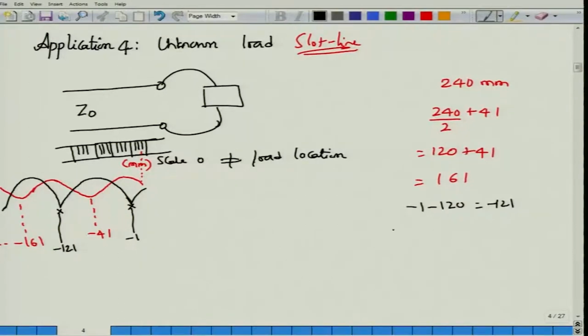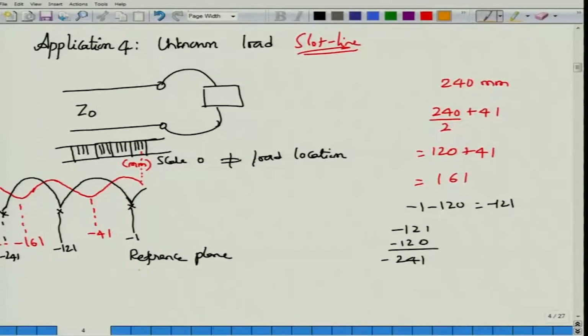Again one more at minus 121, minus 120, that would be minus 241. So, I will again have one more minima at minus 241. So, these are the different locations with a short circuit that I am able to find the minima, right. Now, you observe here, if I take this as my reference plane, okay, what is this minus 41 telling me?